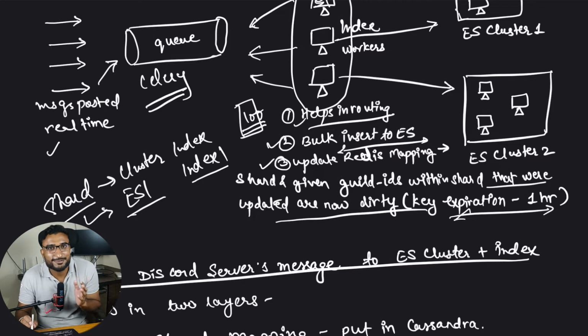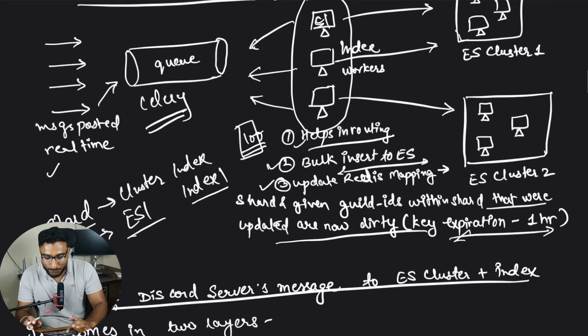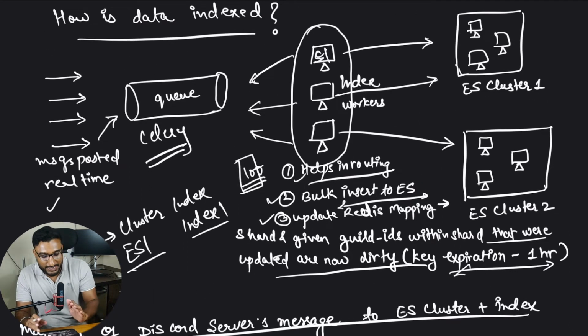This might sound a little bit confusing, but let's come back to this point in some time. Okay, so I hope you have understood this concept of how indexing is working. You got the messages in your queue. The messages are pulled from the queue by the worker nodes.